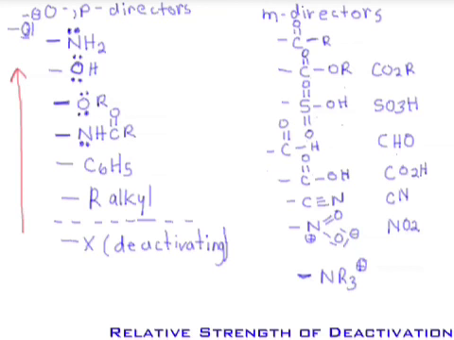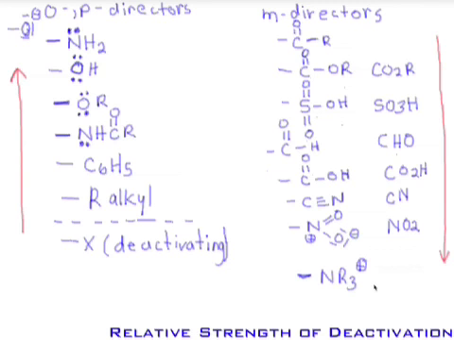In this case, the strongest deactivators are at the bottom. So this is increasing deactivation. And this list would fall right below the halogens. So there is a list you need to memorize of your ortho-para directors that are activating, your halogens, which are ortho-para directing but deactivating, and your meta-directing deactivating groups in increasing deactivation and increasing activation. All right.